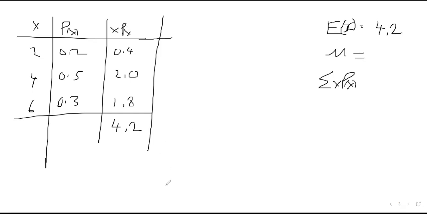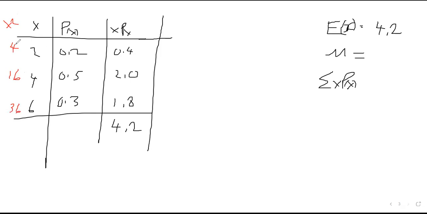Then how do we find the standard deviation? Just square your x values there. Our x values here we have 4, here we have 16, and here we have 36.